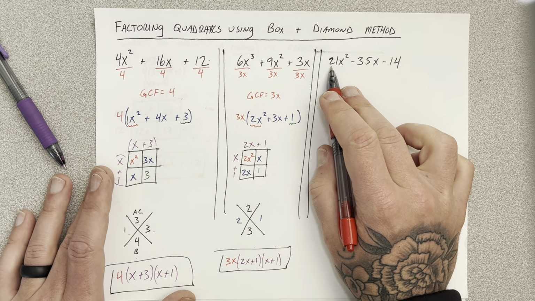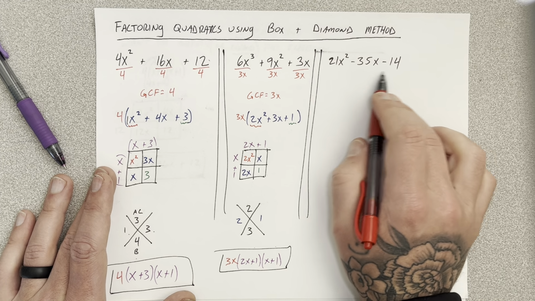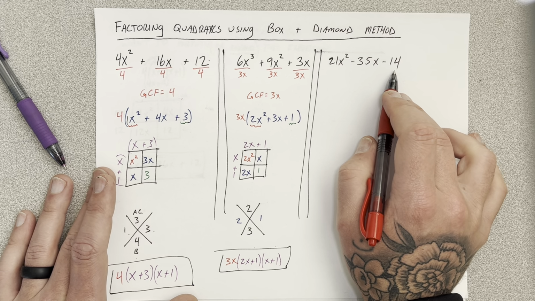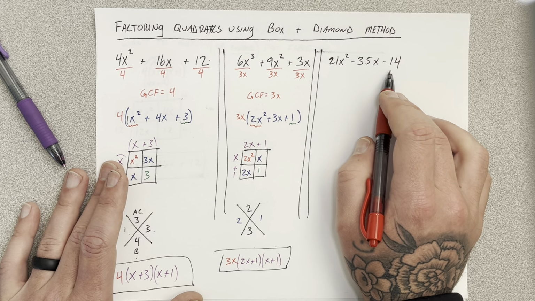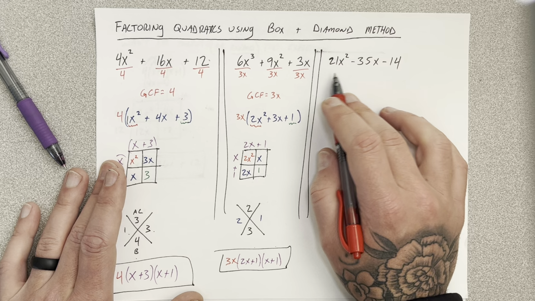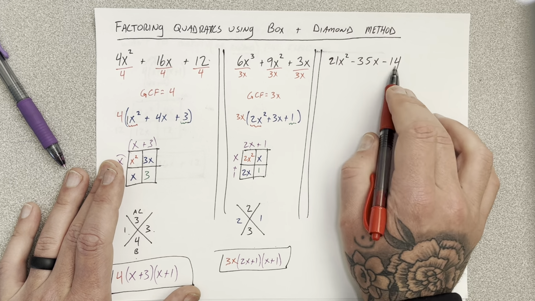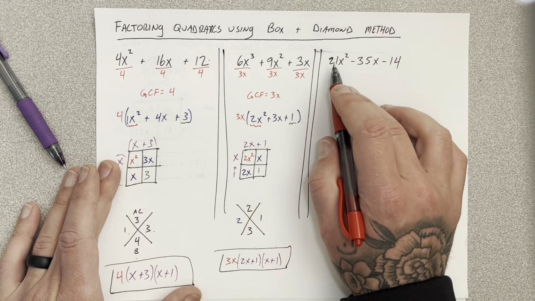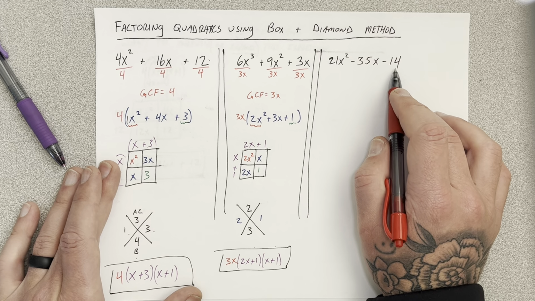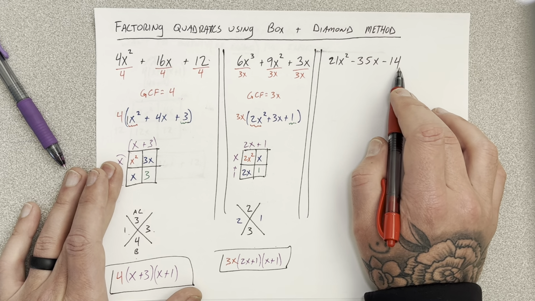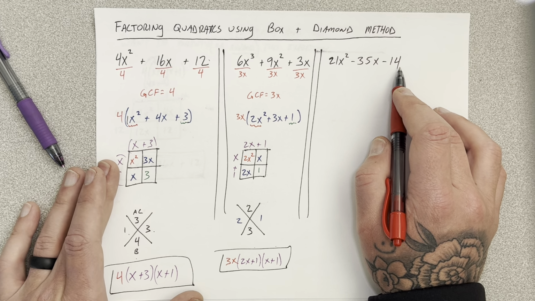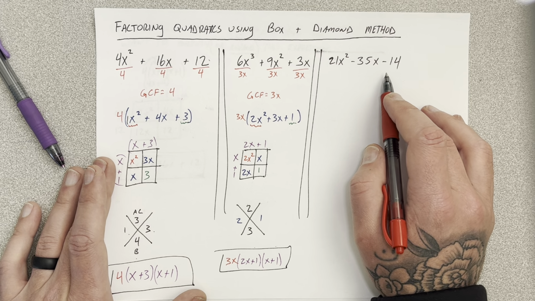Again, a value is not 1, so I'm trying to find a GCF. It's always good if you can find a GCF because it makes the number smaller. Think ahead a little bit. If we did box and diamond with this as it currently is, we would be multiplying our a times our c to find the top number. That would be 21 times 14. I don't know what that is off the top of my head, but it's well over 100 and it's not on our factoring chart.